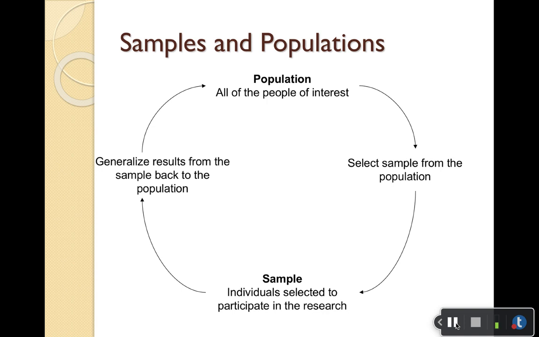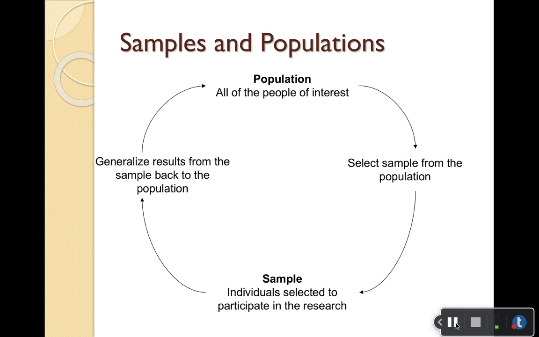You can see in the top part of this graphic, the population is defined as all of the people of interest in our particular scenario. What we do is select a sample from the population, a subset of that, and the sample are the individuals actually selected to participate in the research. Whether they're completing a survey, some kind of experiment, a focus group, or a series of interviews, the sample are the actual individuals involved actively in the research.